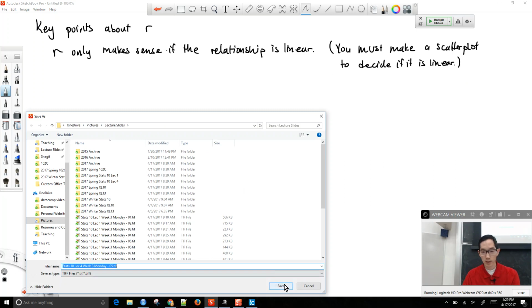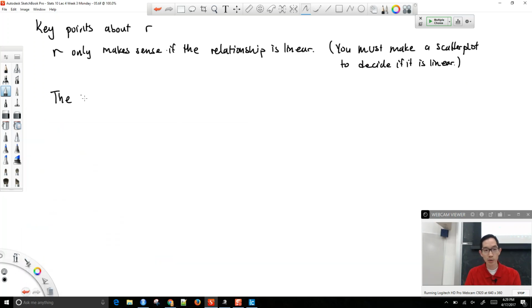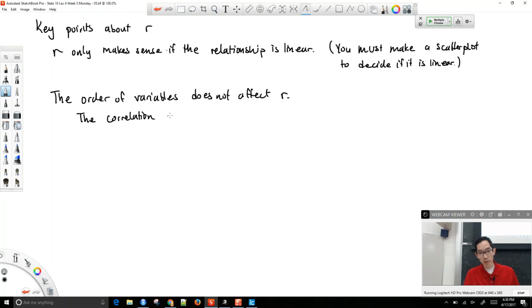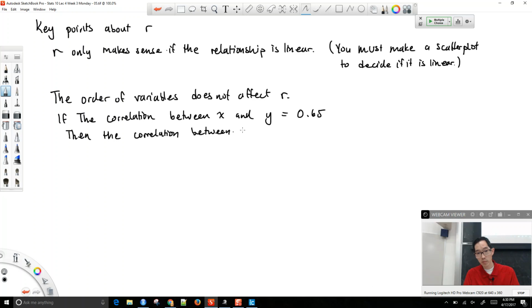The order of variables does not affect R. So if the correlation between x and y is equal to 0.65, then the correlation between y and x is also 0.65.